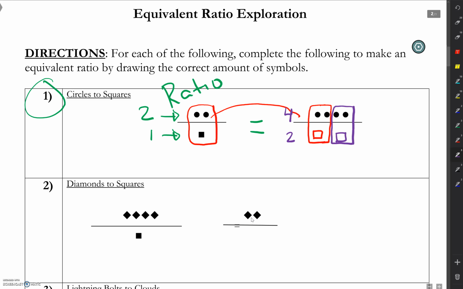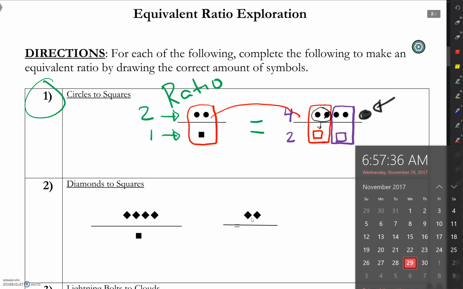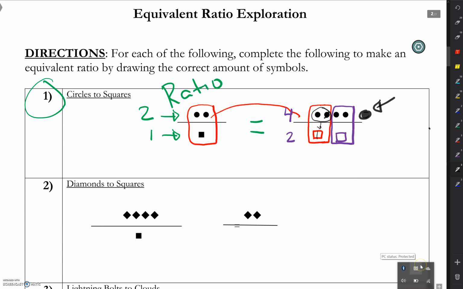Now I want to just point something out. This isn't on this problem here. What if I had 1 circle? If I only had 1 circle, what would happen? Well, if 2 circles equals 1 square, 1 circle would equal half a square. So 1 circle, I would draw a square, and I would cut it, and I'd shade in half of it, or block out half of it.